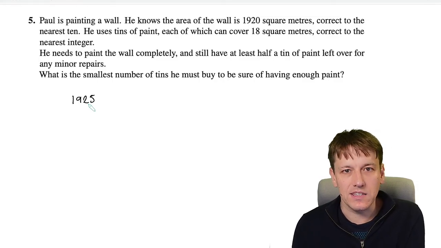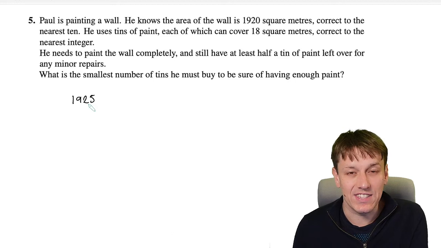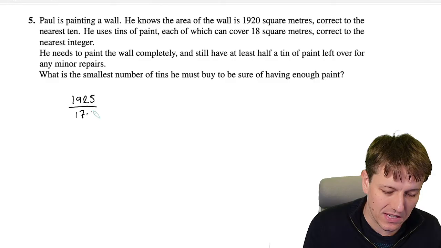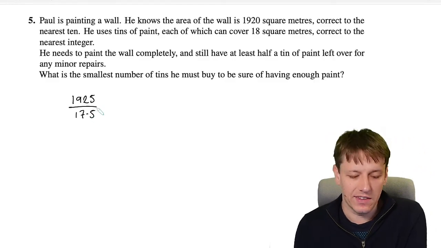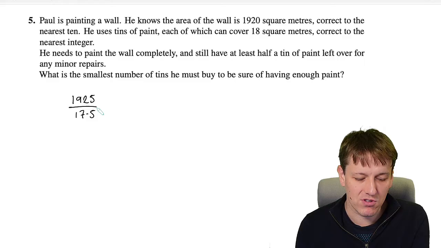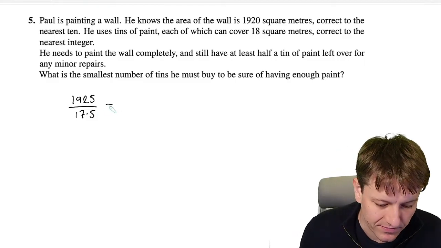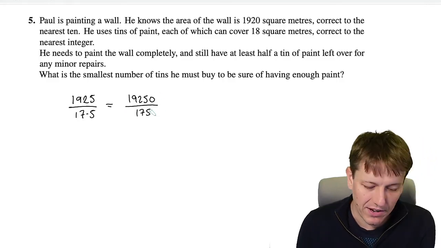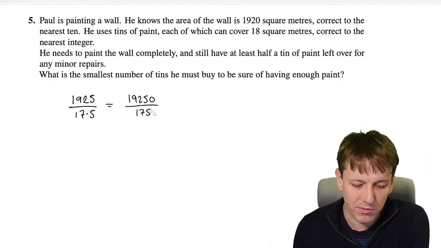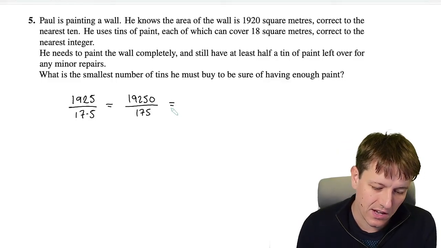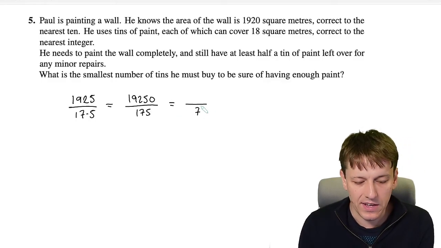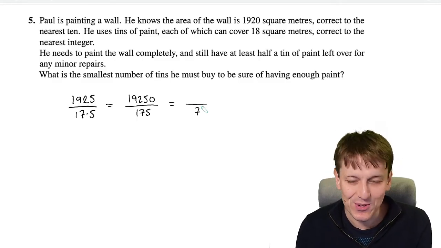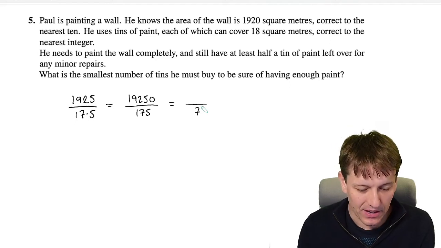And each of the tins of paint, 18 square meters each, correct to the nearest integer, so the worst case scenario would be actually that all the tins had less paint than we thought, and so it would be 17.5 in each, and then the number of tins we would need would be 1,925 divided by 17.5. So if I multiply top and bottom by 10 here, just to get rid of the decimal, I would have this, and I notice that top and bottom are both multiples of 25 first. 175 is 7 times 25, and on the top, well, I've got 19250. We've got to divide that by 25.